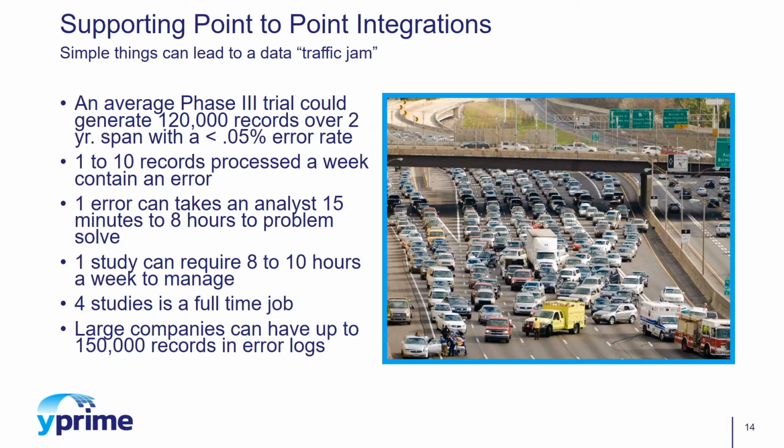Some of the larger, top 10 pharmas that we've worked with, they would typically have a backlog of 150,000 plus records in their error logs every single day. Of those, there may have been 20 or 30 that were causing the rest of the congestion, kind of like the picture of the traffic jam on the right hand side.